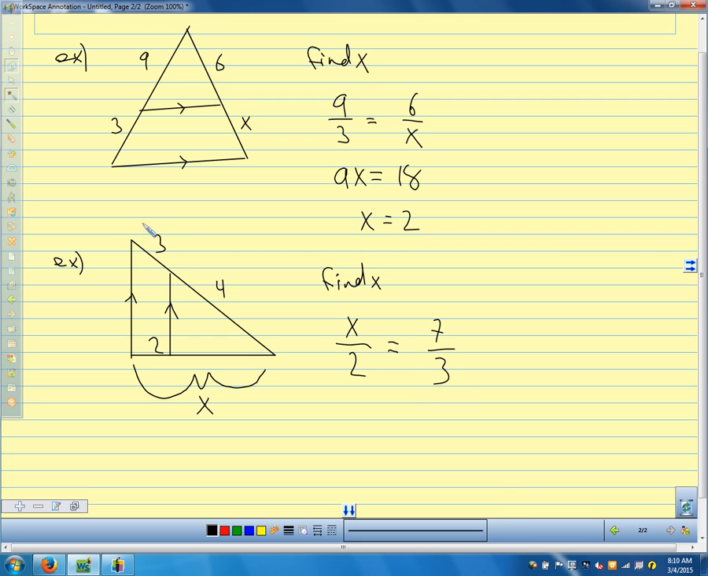We had to figure out, since we're thinking about the whole side of this triangle, this whole side is 7. And now we're set, right? 3x equals 14. Divide by 3, so x equals 14/3. If you plug that in your calculator, you get about 4.7.